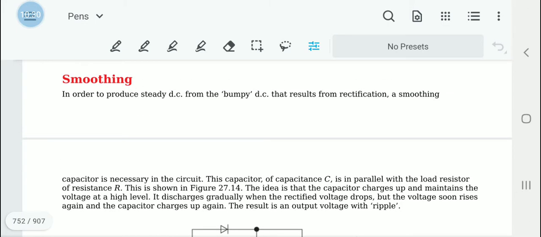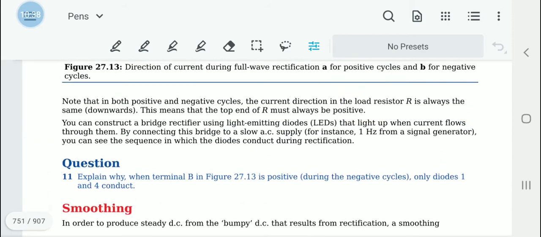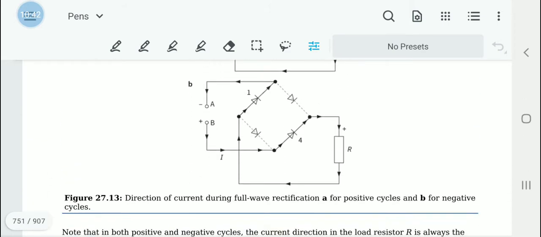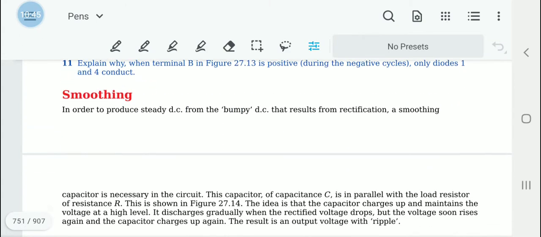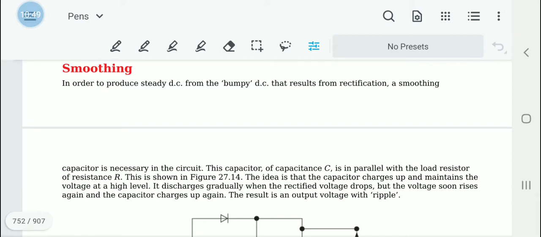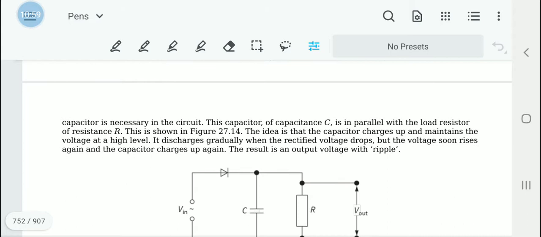Now we have a bumpy DC because there are some fluctuations here. As you can see, there are fluctuations. So to make it more steady, we have to follow a process called smoothing, and we use a smoothing capacitor to get this done.